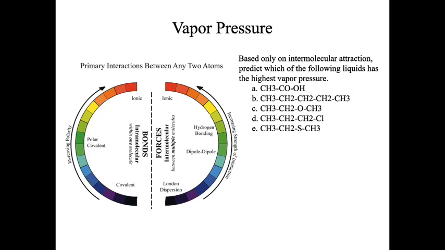Based on intermolecular attraction, which of the following liquids has the highest vapor pressure? What did I say vapor pressure approximates? A high vapor pressure means what? Melting point isn't going to be useful because melting point is which? Solid to liquid. And vapor pressure is about gases. So a high vapor pressure is going to be related to a boiling point. What should the boiling point be? High or low? Low. A low boiling point means lots of gas. A lot of gas means a high pressure.